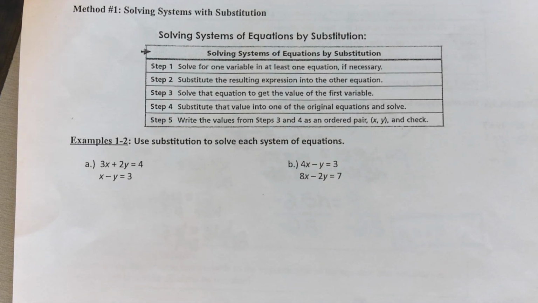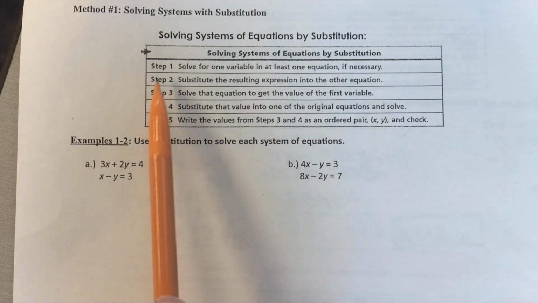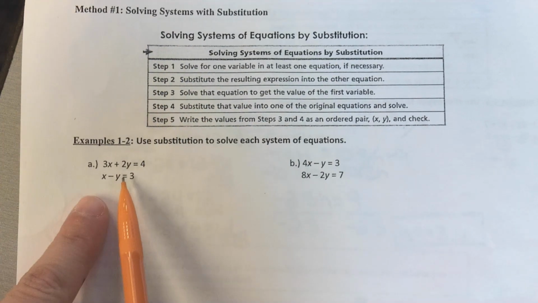So step 1 is you're going to pick an equation. It doesn't matter which, and you're going to solve it for a variable. And it doesn't matter which. Typically what I say for this one is to pick the easiest equation to solve. So here's what I mean. We're going to do the steps, talk about them and do them at the same time.